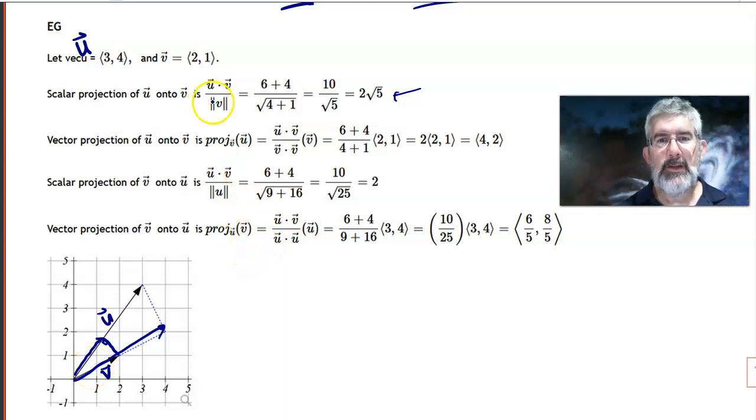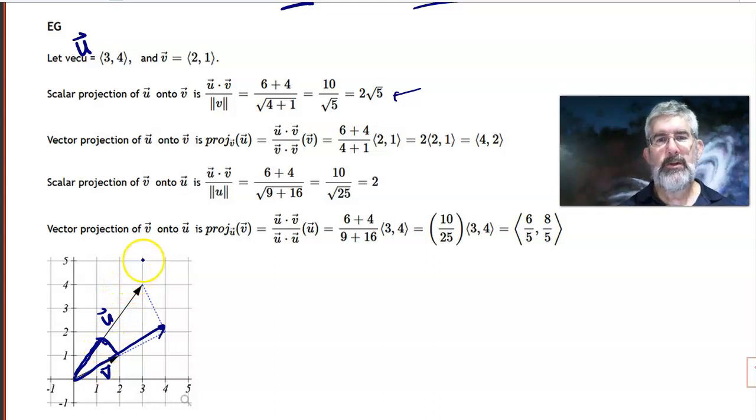So rather than before, where I had the dot product divided by the length of v for the scalar projection, because I was projecting onto v, now that I'm projecting onto u, I have the dot product divided by the length of u. And in this case, it is actually 2, because the dot product is still 10, but the length of u now is the square root of 3 squared plus 4 squared, so that's the square root of 25. That's 5. This is 2. So the length that I want here is 2, so I have to scale u down to have length 2.